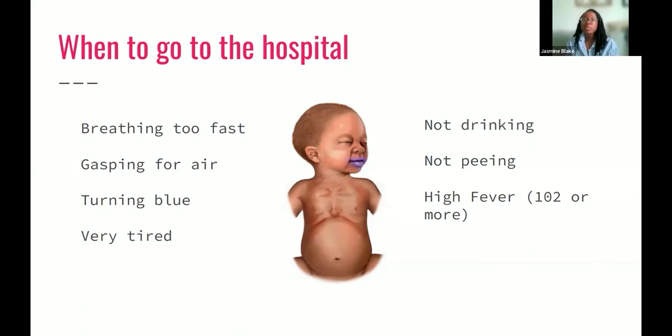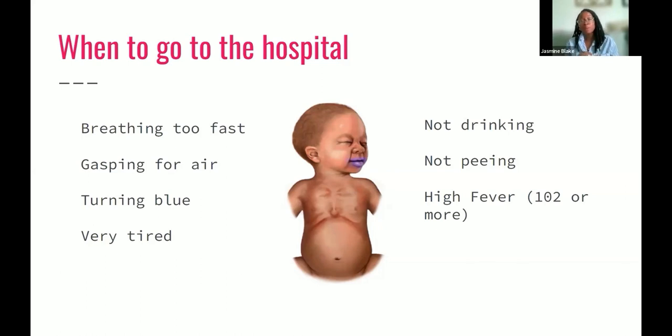What you will notice, which should prompt you to take them to the hospital, is that they're breathing too fast. And what you will see, like in this picture, if you look at this baby's chest, is that you can see their ribs, you can see below, right above their belly, their sternum. You can see all of those bones.